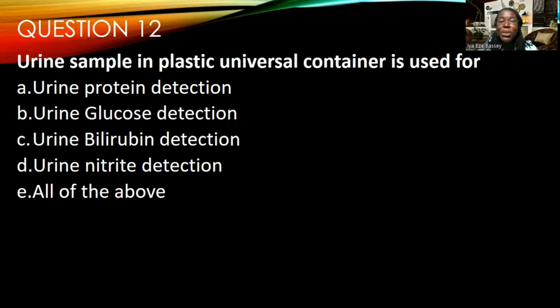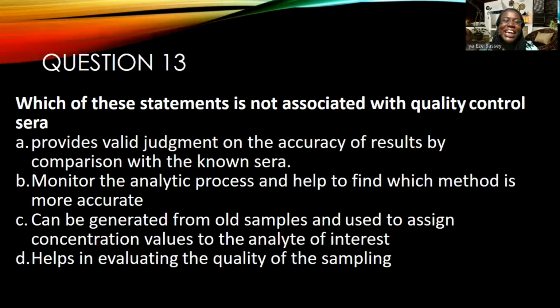If you look very well, you'll find out that all these parameters are contained on the urinalysis strip. And remember, the urinalysis strip is used for detection of abnormal constituents of urine. All these ones I'm saying are abnormal constituents of urine. So having said that, which answer would you choose? I will choose all of the above. Very good if you did that.